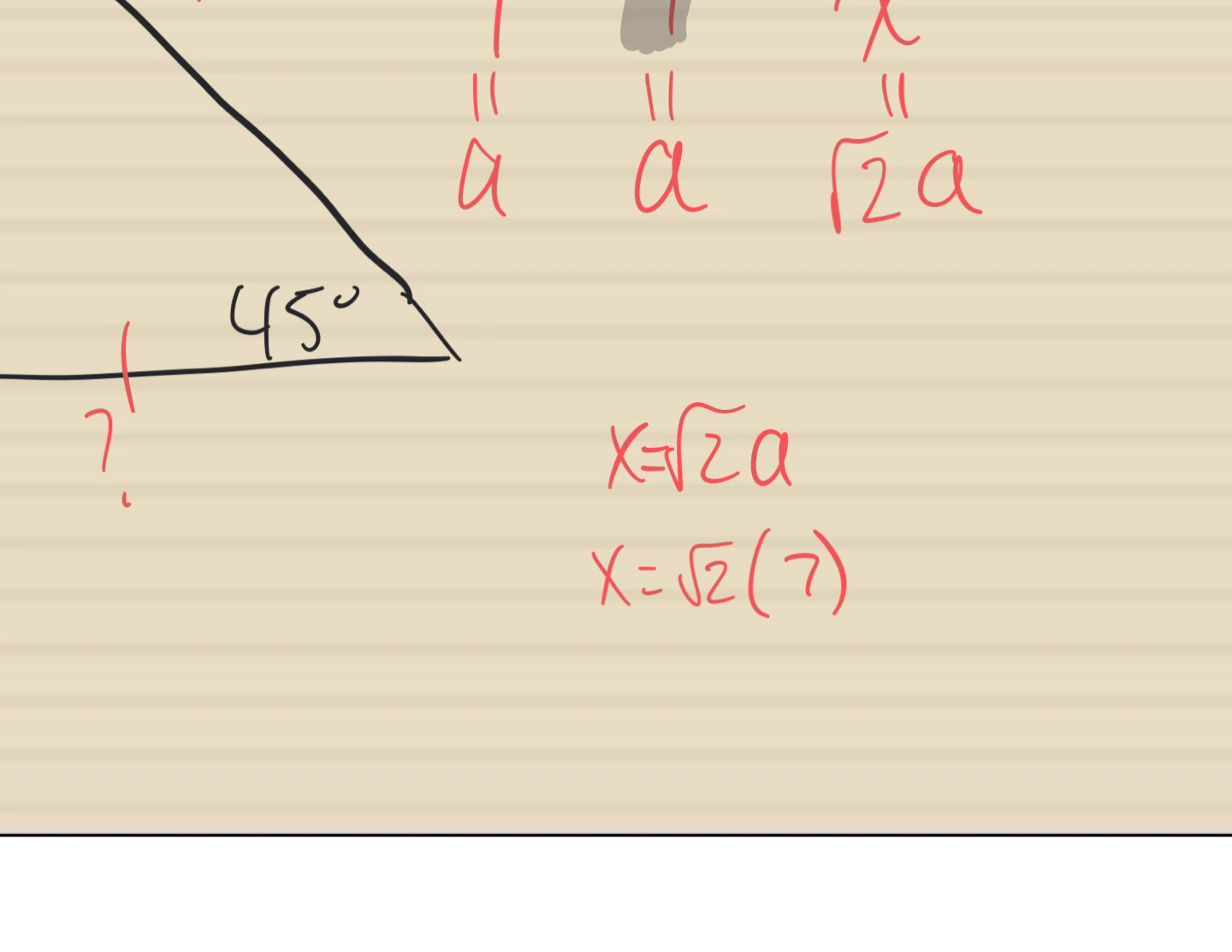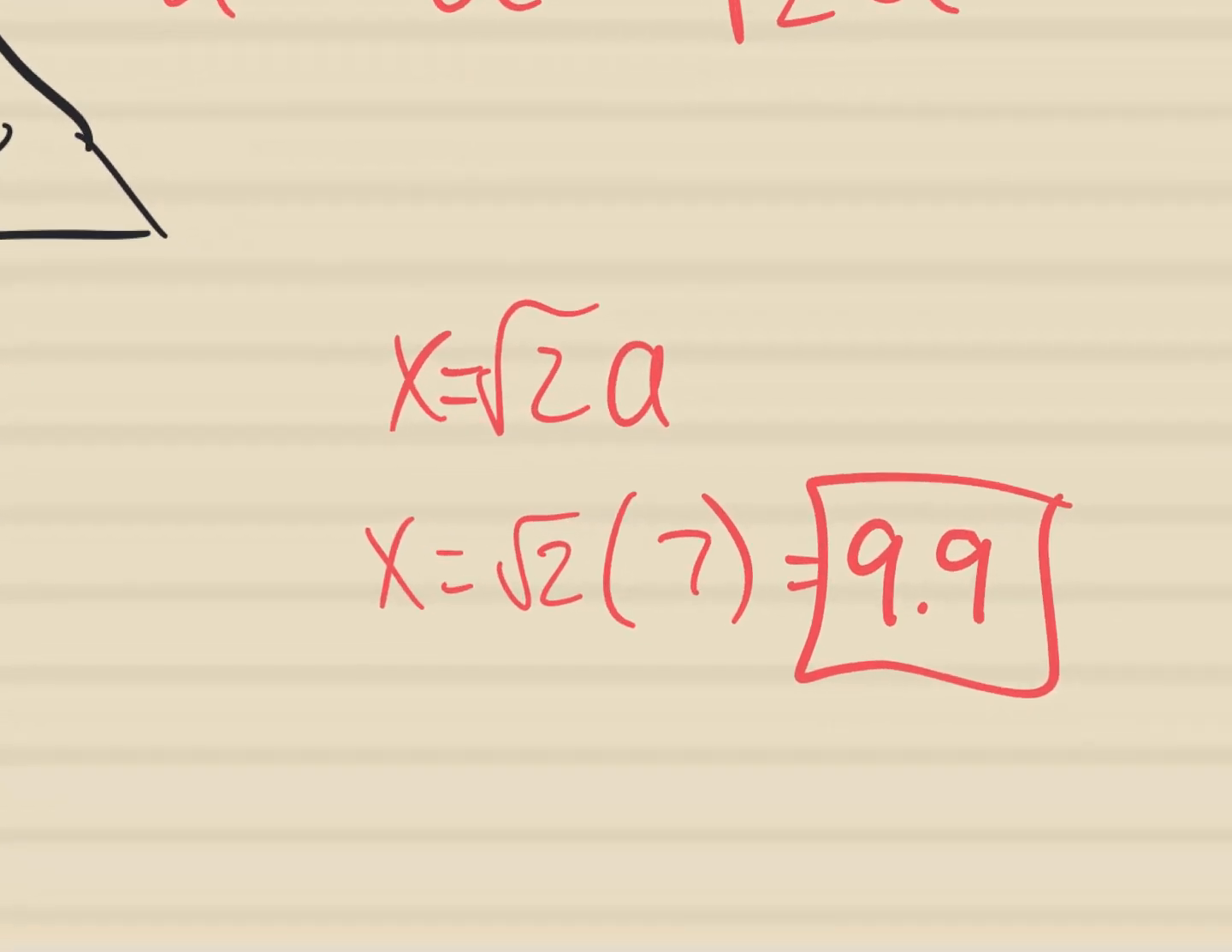You guys agree the hypotenuse should be the longest side? So make sure whatever you get is larger than 7. I got 9.9. Did you round it? Take the square root of 2 and then multiply it by 7. 9.9.